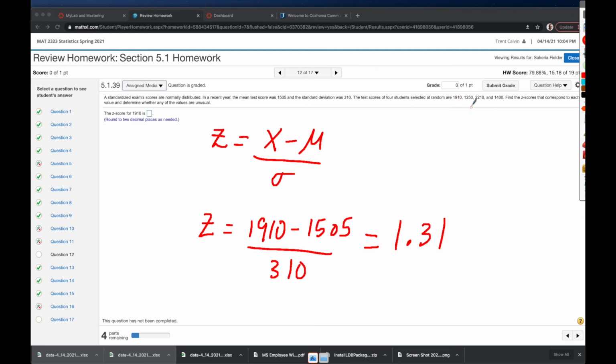And I think you do this for each value. So it's going to ask me for my z-score for 1250. Just do the same thing. Z is going to be 1250 minus my mean, 1505, divided by my standard deviation, 310. You just do this for each value. Your x changes. So this is x first, second, third, and fourth.